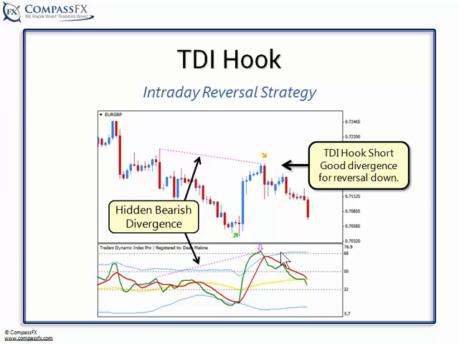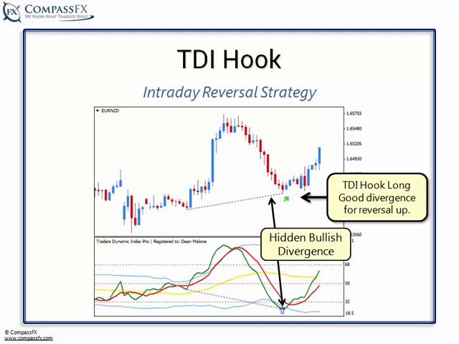In this instance, we have both the TDI Pro and price aligned going the same direction. So again, in this instance, we have divergence indicating downward action. We get a hook short alert. We have dual confirmation of downward action.